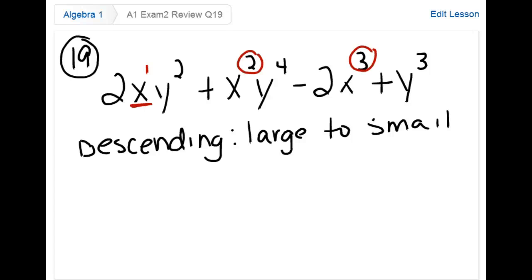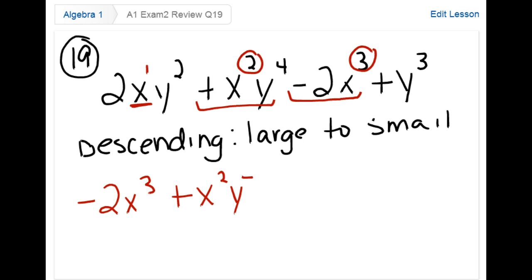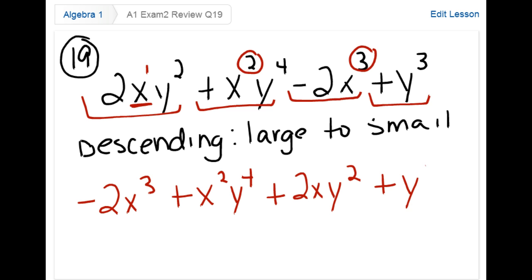So we want to start with the largest one. Be sure for each term that you keep the sign that's in front of it. So -2x to the third plus x squared y to the fourth plus 2xy squared plus y to the third.